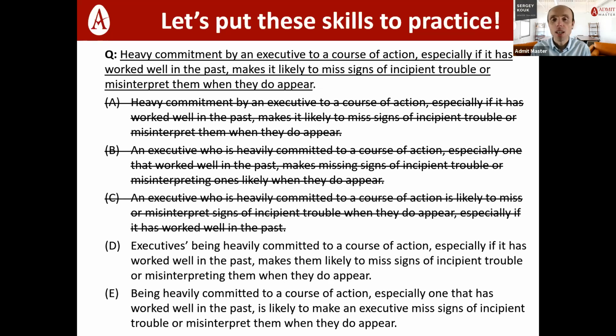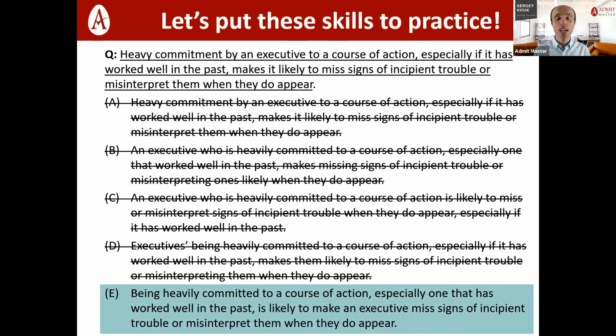How about D? Executives being heavily committed to a course of action. Like, what is actually committed to a course of action? Executives being like a human being or executives being... So that definitely has the wrong meaning here. And then again, we have especially if it has worked well in the past. So D is very clearly wrong. The only answer choice that's left is E. I know E perhaps sounds terrible, being heavily committed to a course of action, but the pronouns here are out. There isn't really any other problem we can spot. And that is why E is actually the right answer to this question.